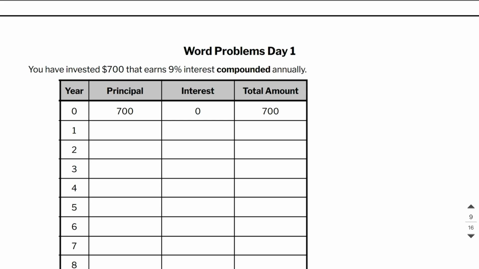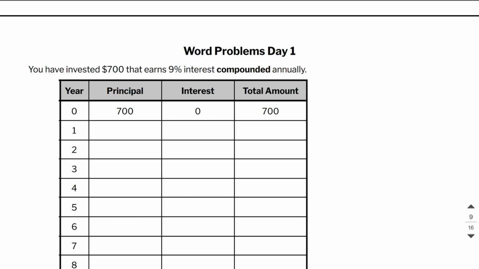Really quickly, please make sure that you have a calculator with you for this lesson because we're going to be doing a lot of calculations, and it's going to be important that you have it with you as we go through. So if you look right here, at year zero, your principal is how much money you have. It's $700. You've gotten zero interest because you haven't put anything in yet. You just started, and then that means your total amount is $700.